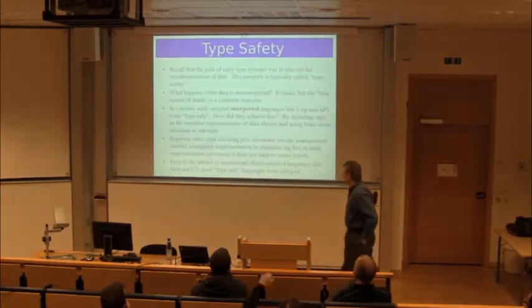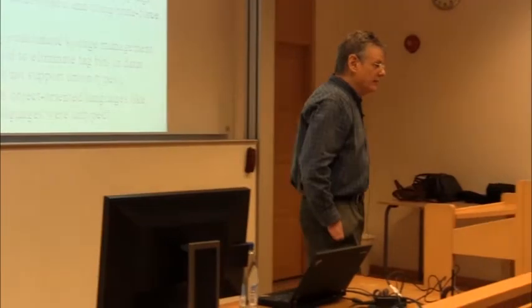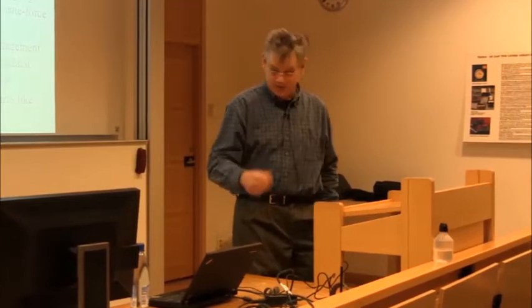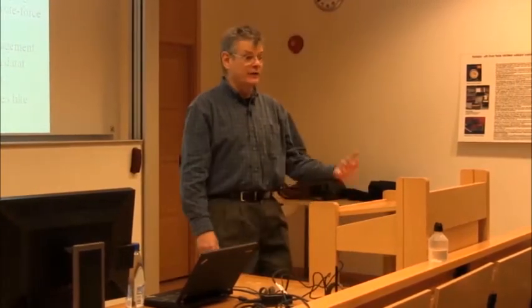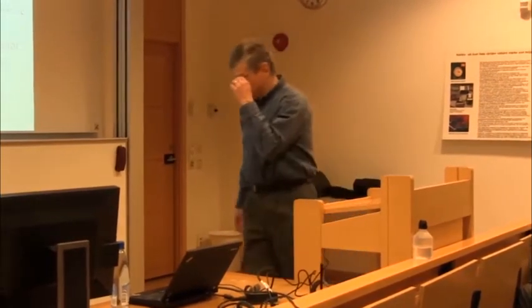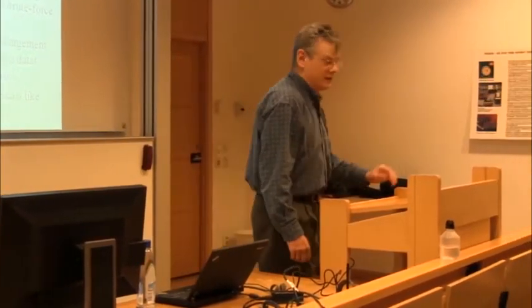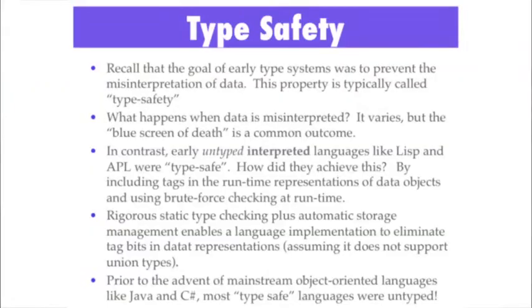Okay, so now let's talk about type safety. So recall the goal of the early type systems was to prevent the misinterpretation of data. Okay, in the literature, this is typically called type safety. If your language is type safe, you don't misinterpret data. Okay, so what happens when data is misinterpreted? I mentioned overstepping the bounds of an array. And it varies. It's sort of like now you're dealing with garbage. So all sorts of things can happen. But on a Windows machine, a blue screen of death, at least back in the days of Windows 98 or whatever, was very common when you'd make a type error. But now, I've talked about the early languages like Fortran, which had a huge following, and still have a significant following. There's another family of languages that was more the subject of academic interest and research labs that were interpreted.